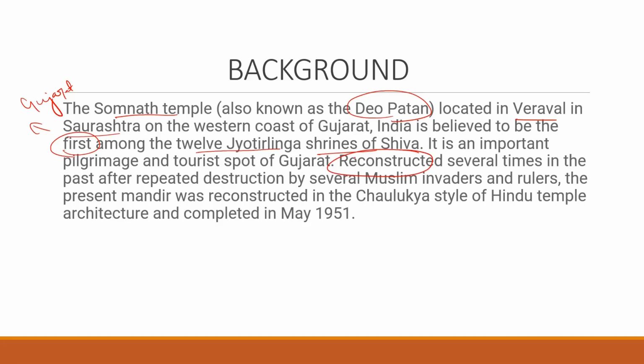This is an important tourist place in Gujarat and it has been reconstructed several times because, as I told you, many times it was destroyed by Muslim invaders and rulers. Whenever the Muslim invaders were there, they used to destroy the Hindu temples. In that process, even this temple has been dismantled many times. And the present temple, the present mandir which we are seeing in Somnath now, was reconstructed in the Chalukyan style and it was completed in the year 1951.